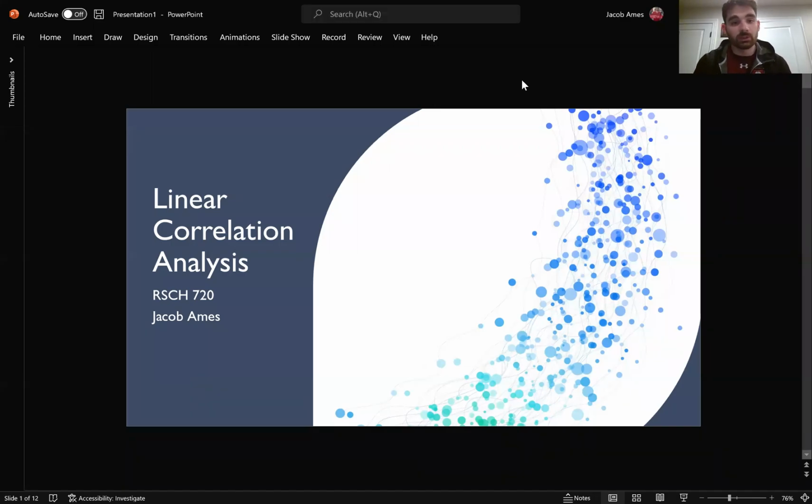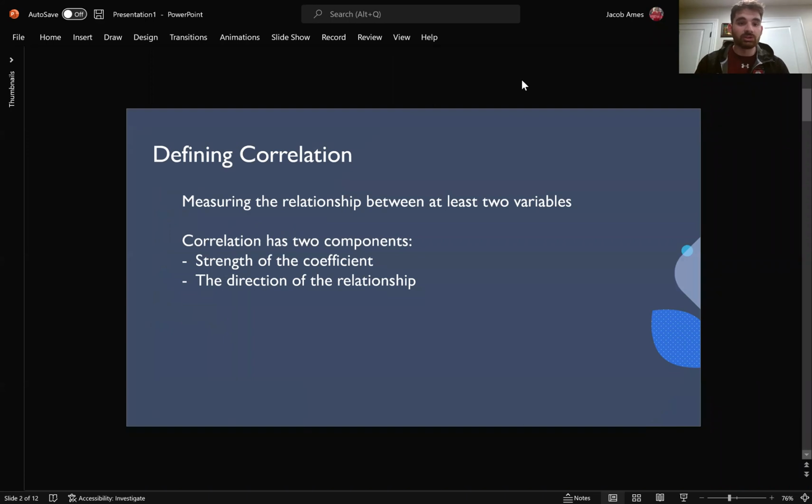Hi, everyone. So today we're going to talk about linear correlation analysis. So really just the basics. When we're defining correlation, we are measuring the relationship between at least two variables. When this is done with two variables, that's referred to as bivariate correlation. Our two variables are going to be our predictor variable and our criterion variable.